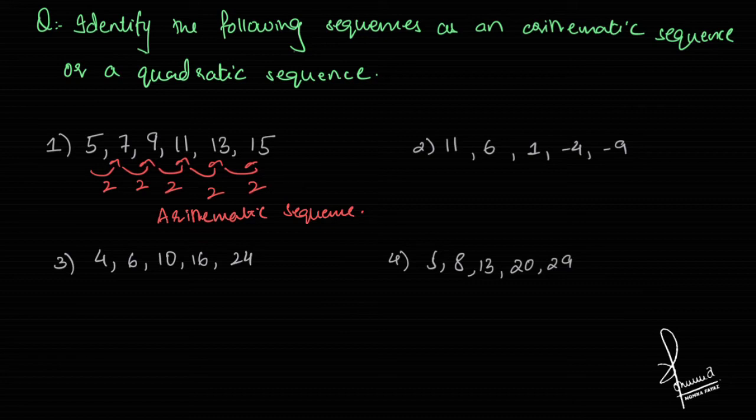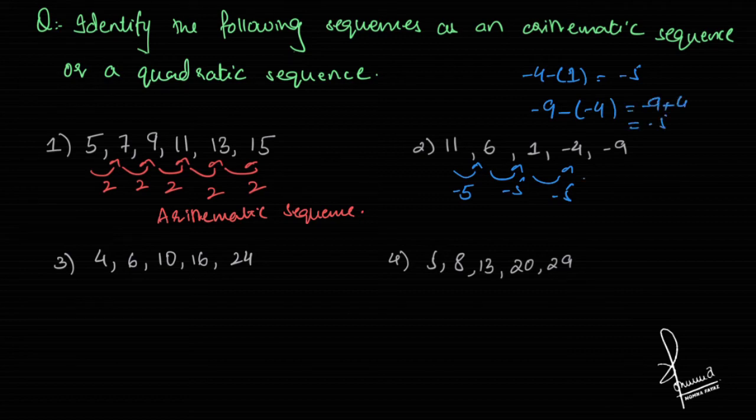Now in the next one, let's try to calculate the common difference again. 6 minus 11 is going to be minus 5. 1 minus 6 is again going to be minus 5. Minus 4 minus 1 is going to be minus 5. Minus 9 minus 4 is going to be minus 9 plus 4, which is again equal to minus 5. So this is again going to be an arithmetic sequence. Let's come to the next one.